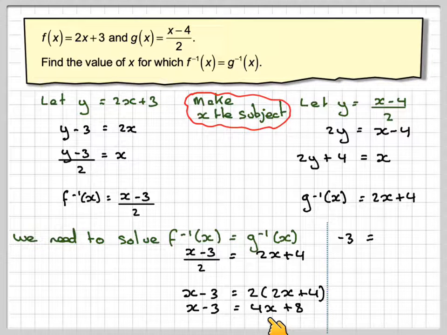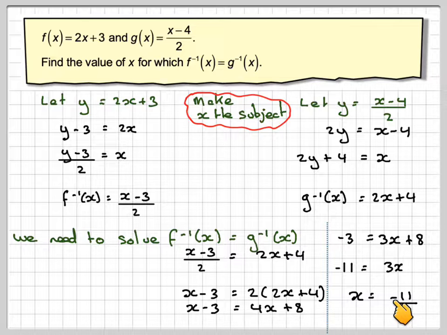If we take x from both sides, we get minus 3 is equal to 3x plus 8. Then take 8 from both sides, and we get 3x is equal to minus 11. Therefore x will be minus 11 over 3 when we divide both sides by 3 here.